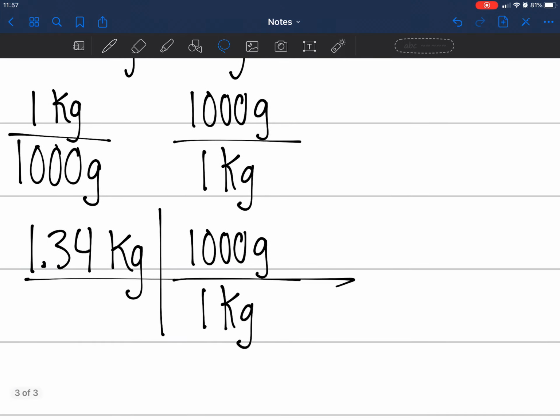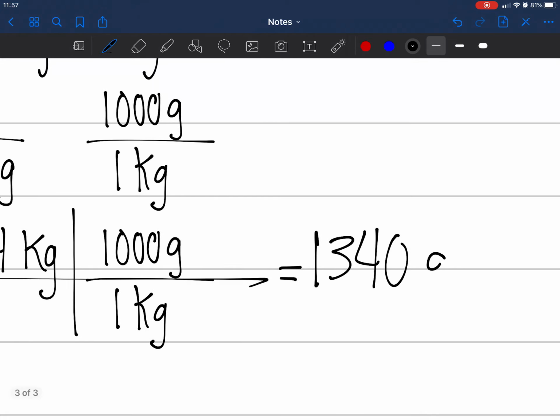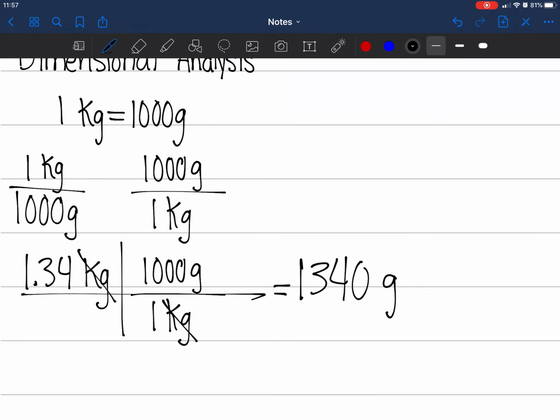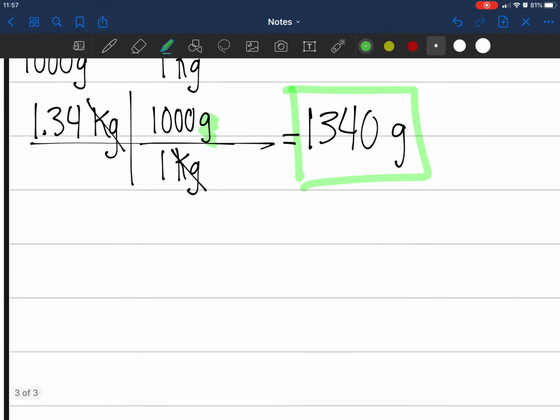So I would say 1.34 kilograms times 1,000. So what is that? That's going to be 1,340 grams, because kilograms will cancel with each other and you're only left with grams. So that would be my answer.